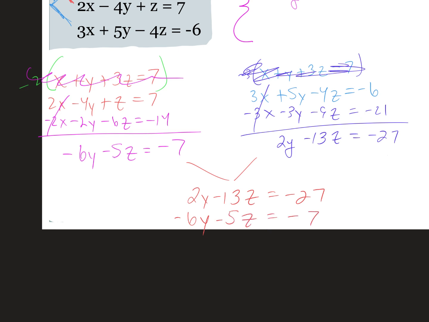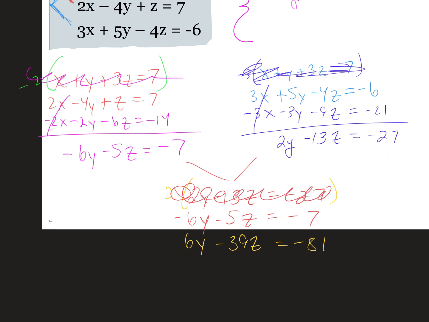Somebody last period said, these numbers don't look right because they're big. That's okay. If we're going to eliminate y, what do I need to multiply the top by? Okay, positive 3. Good. So I have 6y minus 39z equals negative 81.